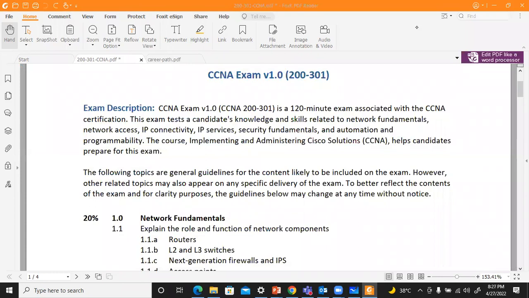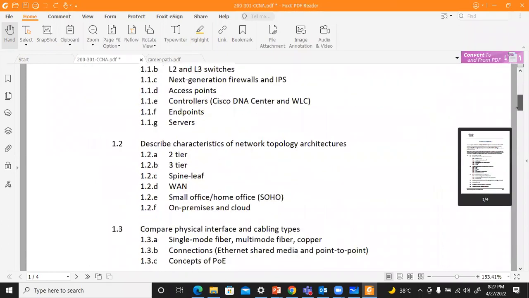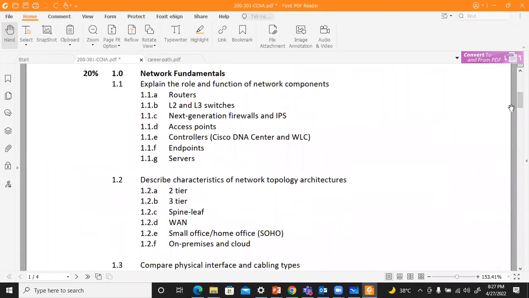Now let's see the Cisco curriculum that is launched by Cisco. You can see the exam description here for 200-301, it's 120 minutes. You can see that a lot of new topics have been added over here. So let's get started and look at the exam topics.